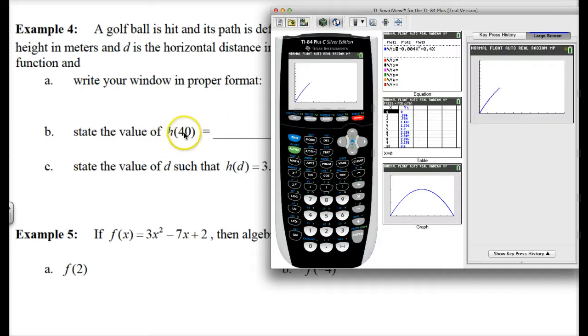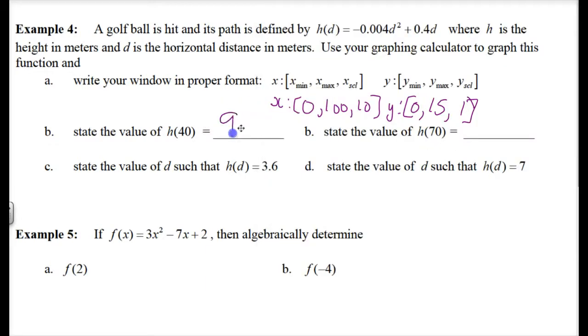State the value of h of 40. So that's the height when the domain, or the x value, in this case because we're dealing with x's and y's, so we go second, calc, value, 40. Enter. And the height is 9.6 meters. There's units associated with this.